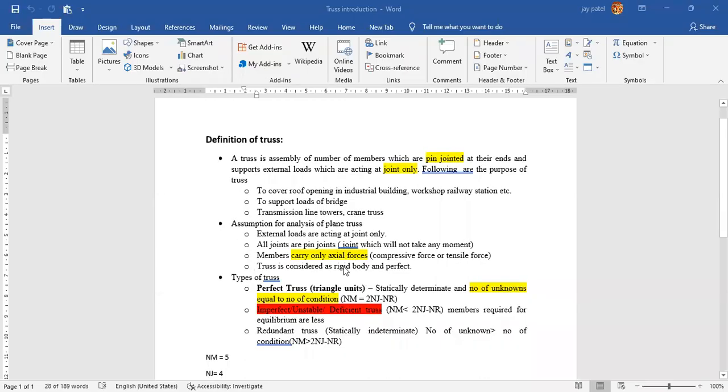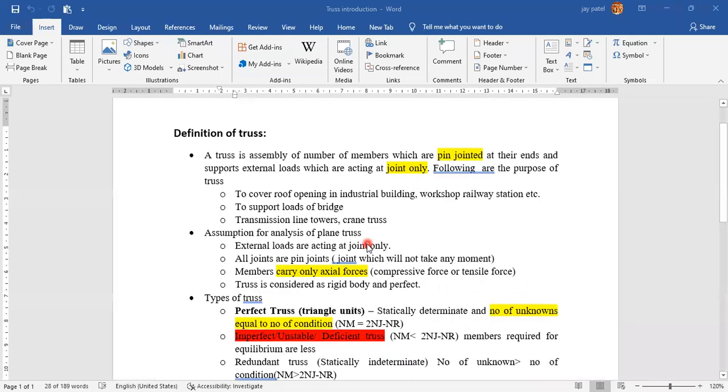So let's move to our actual topic. Assumptions for analysis of the plane truss: external loads are acting at joints only, as we have discussed. Whatever load there is, we concentrate all of it on the joints. We are not going to consider load on members. All joints are pin joints, which will not take any moment.